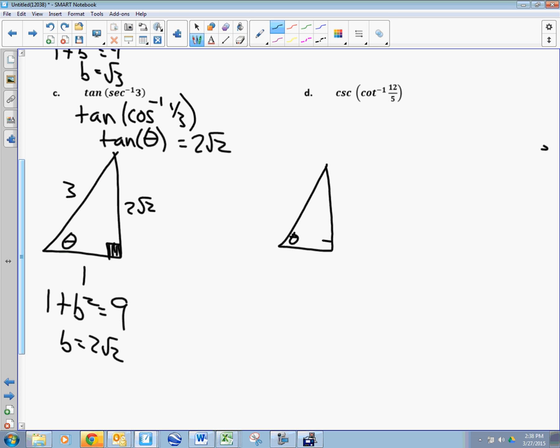And the last one. I have theta. I have a 90-degree angle. Cotangent. What? So I got tangent inverse of 5 over 12. So the opposite side is 5. The adjacent side is 12. What's the hypotenuse? This is another Pythagorean triple, right? 3, 4, 5, 5, 12, 13, 8, 15, 17, 7, 24, 25.